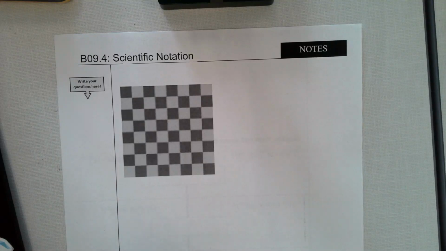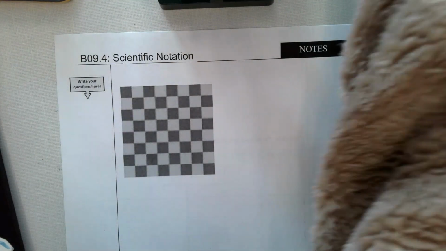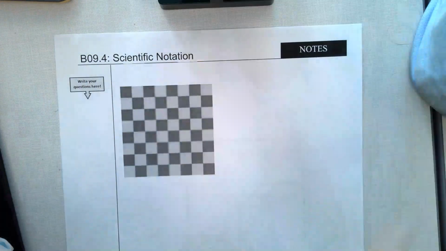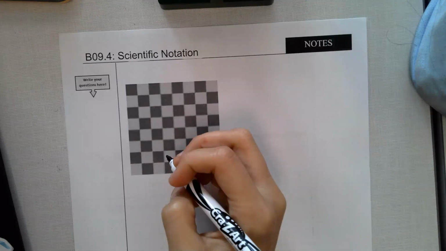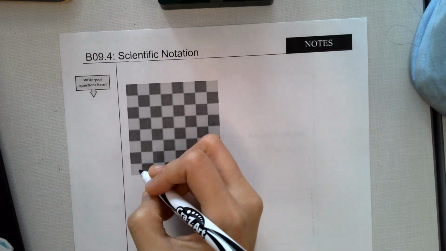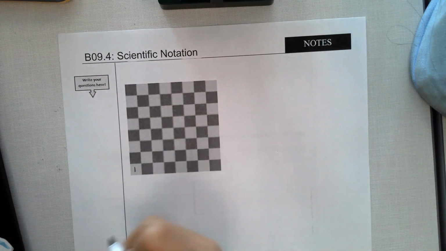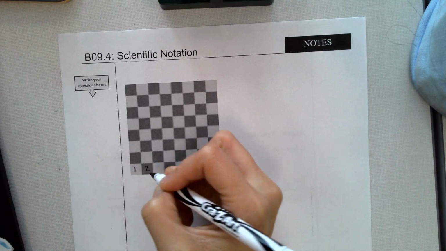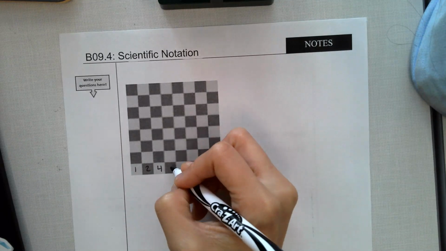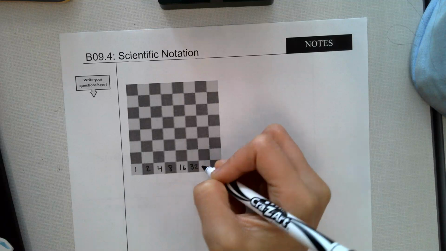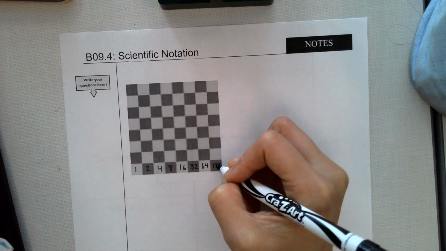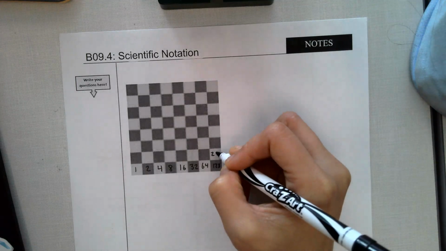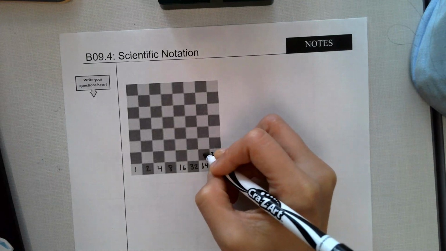Okay, today we're going to learn about scientific notation. So we're going to start with a puzzle, and let's say that we are trying to grow a plant. We start with one seed, and then in the next box we double it, we plant 2, and then 4, 8, 16, 32, 64, 128, 256, and so on and so forth.